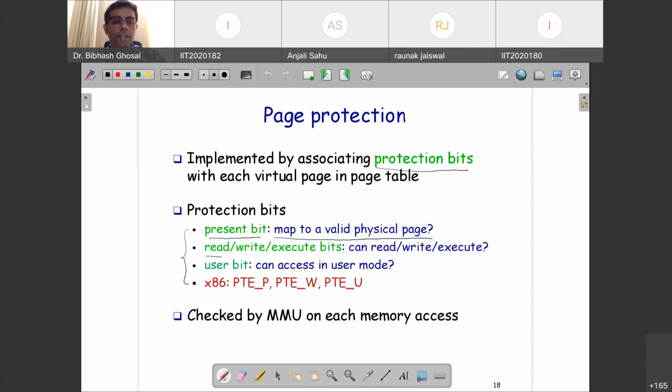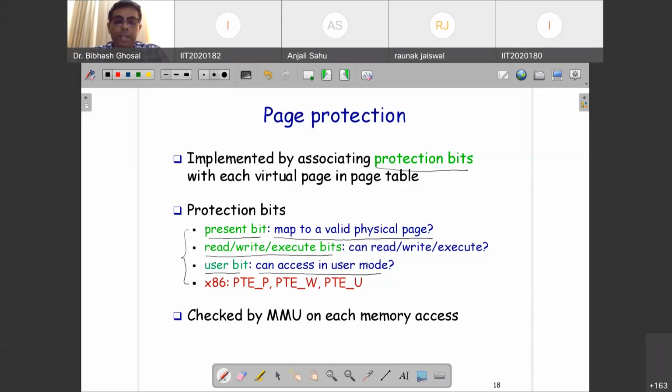In addition to that, you have a read, write, and execute bit, which tells what you want to do on that particular page. Do you only want a read permission, a write permission, an execute permission? What kind of permission do you want to give? Then you have the user bit. Is the user allowed to access it in the user mode? So these are the 3 bits that contain some additional information apart from the frame number.